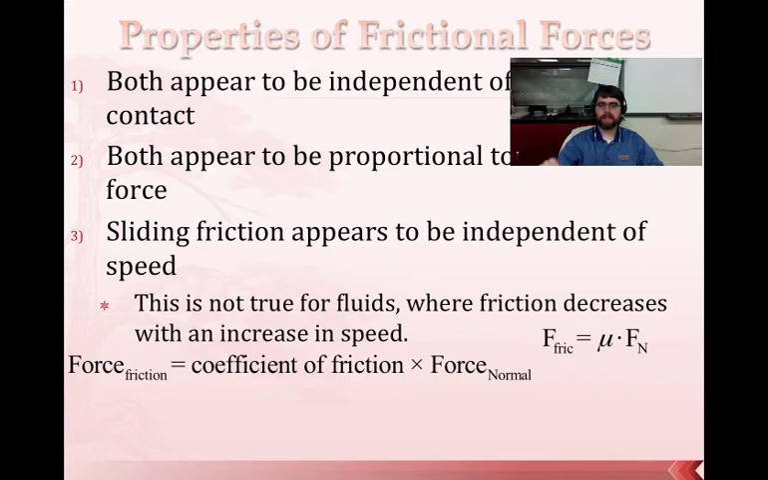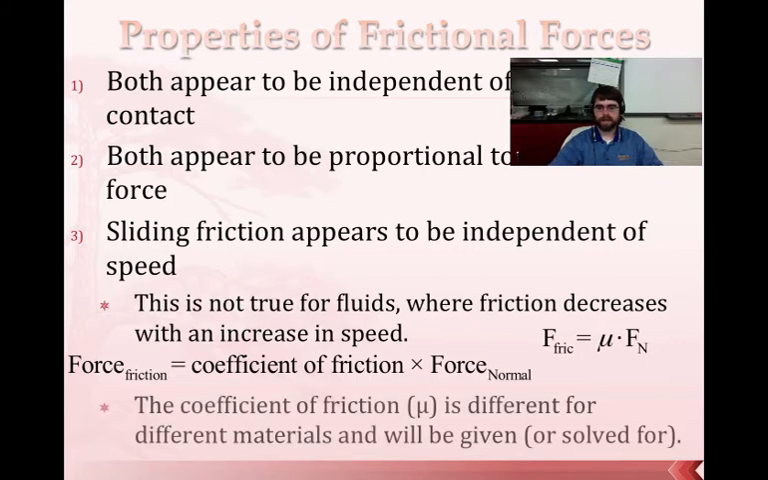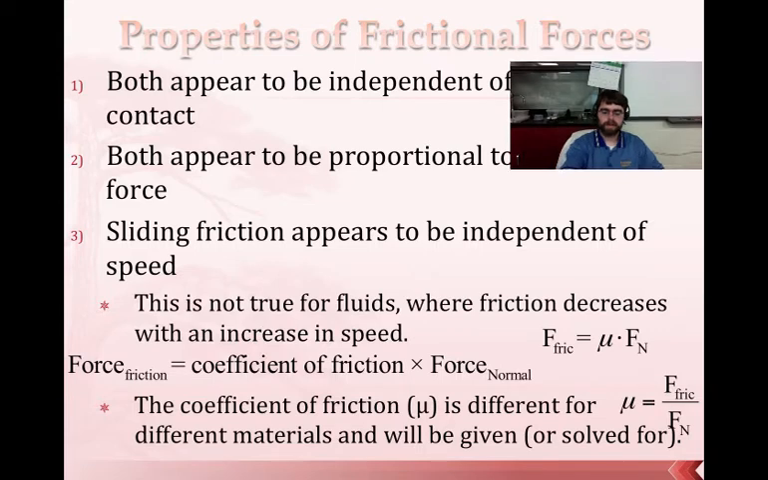Usually what will happen is you will be calculating the coefficient of friction, or you'll be given the coefficient of friction and asked to calculate the frictional force. And for every material, the coefficient of friction is different. It's a constant, but it's a constant for a particular material. And so it's true for that material, but not true for others. And so most of the times when we use this formula, we're actually using it to solve for the coefficient of friction.